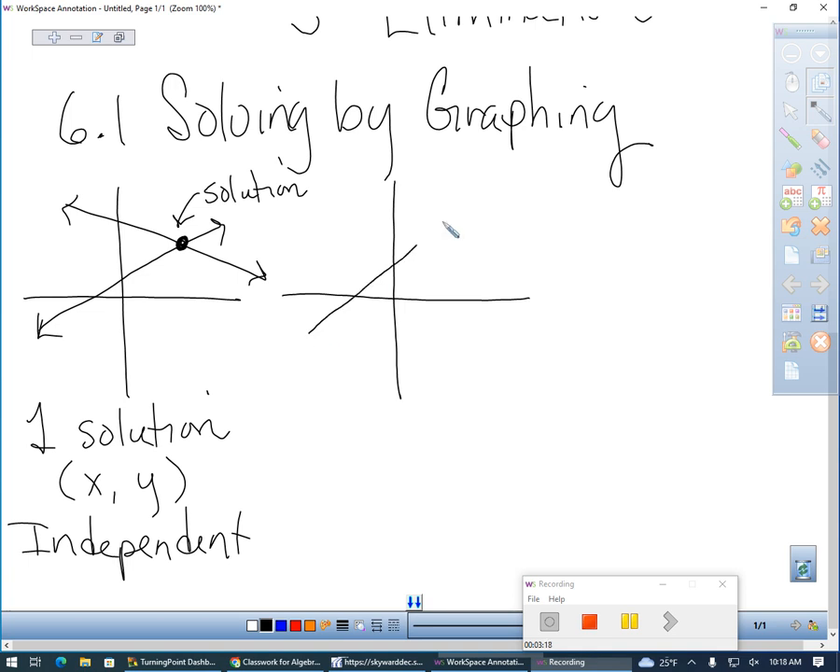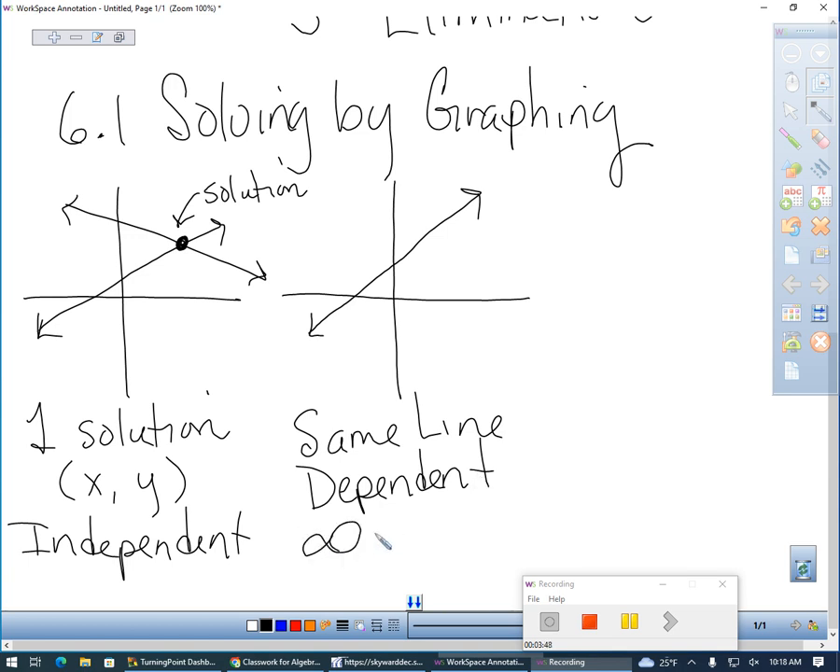Option number 2 is if when I graph my line, my second line falls exactly on top of my first line. So they are the same line. This type of system is called dependent because they depend on each other to be the same. And if I had that line right on top of the other one, how many times do you think they cross? Infinite. Yes, so our solution is infinitely many solutions.